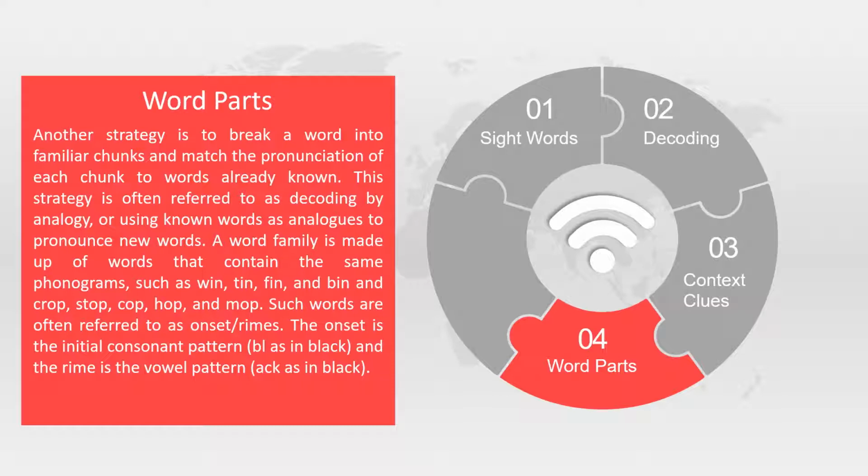So you have a word family, which is made up of words that contain the same phonograms, such as win, tin, fin, and bin, or crop, stop, hop, and mop. Such words are often referred to as onset and rhymes. The onset is the initial consonant pattern, like bl as in black, and the rhyme is the vowel pattern after that, such as ack as in black. And so if you teach students to break these words down into these different parts, then they might know part of the word so that they can figure out the rest of the word.